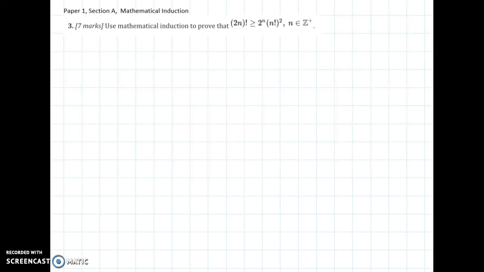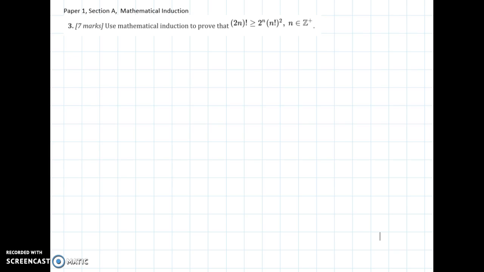If you have practiced with past papers, you have probably noticed that in paper 1, most likely you're going to have one question where you have to prove a statement using mathematical induction. One of the possible types of statement to prove is one with an inequality, and that's what we are going to solve now.